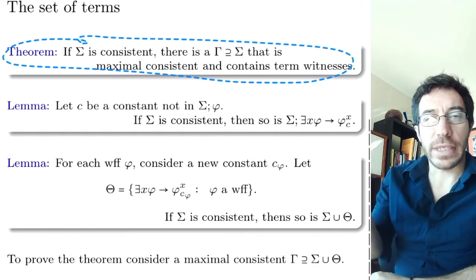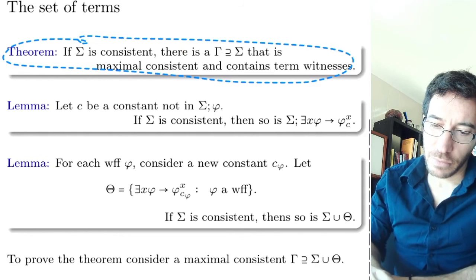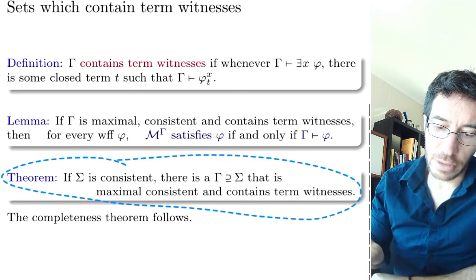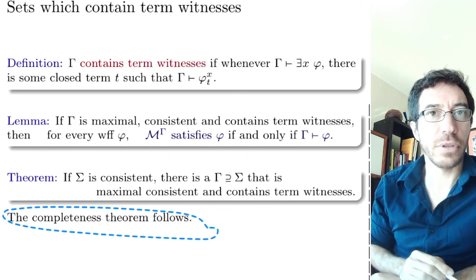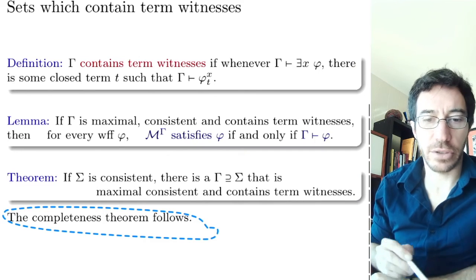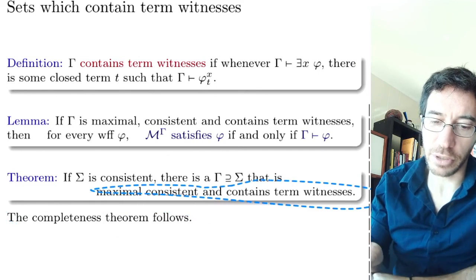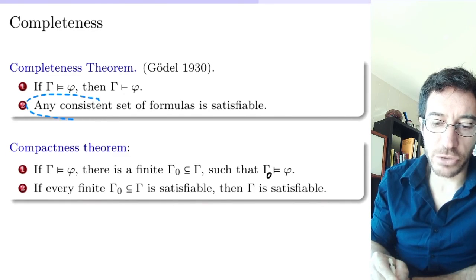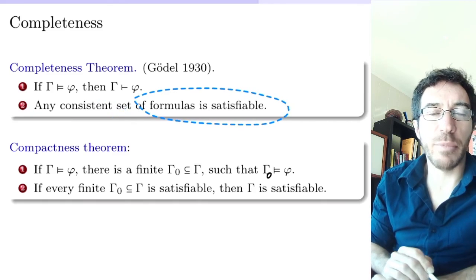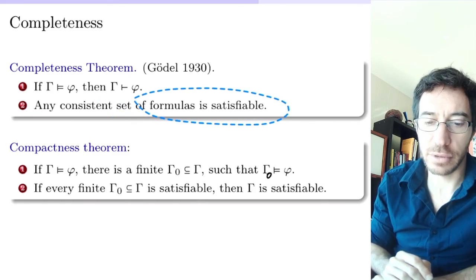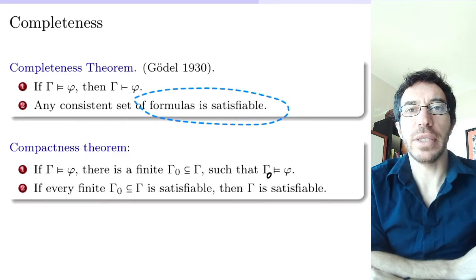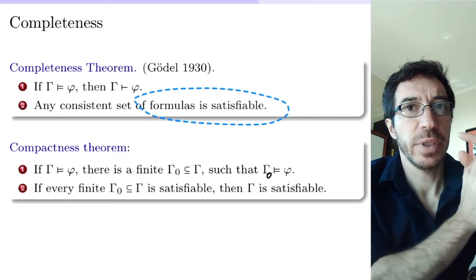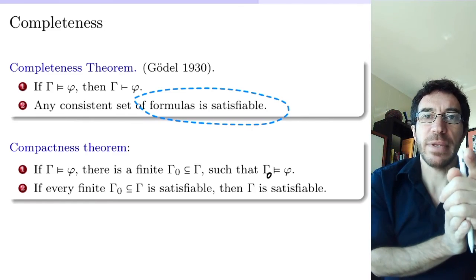So we first add the witnesses, and then we make it maximal, and that theorem then finishes the proof of completeness, because if you're maximally consistent and contain witnesses, then your term model is a model of you. So there we go. We started with something consistent and we built a model for it. So we made it satisfiable. And that proves completeness. So that's it. That's the biggest theorem of this class. Pretty important theorem. Let's sum it up in the next video.